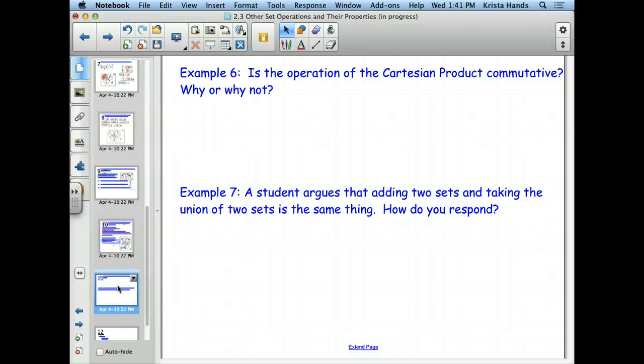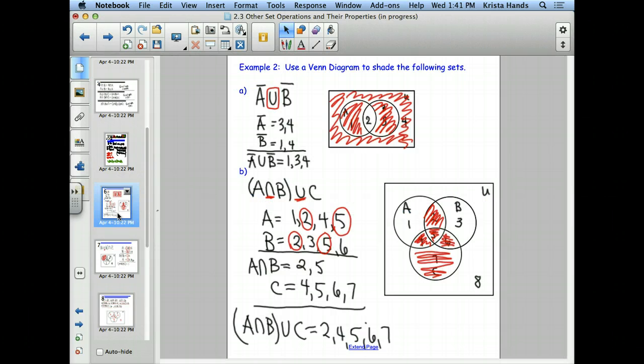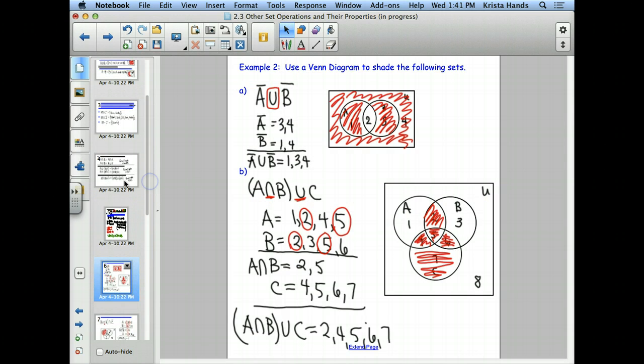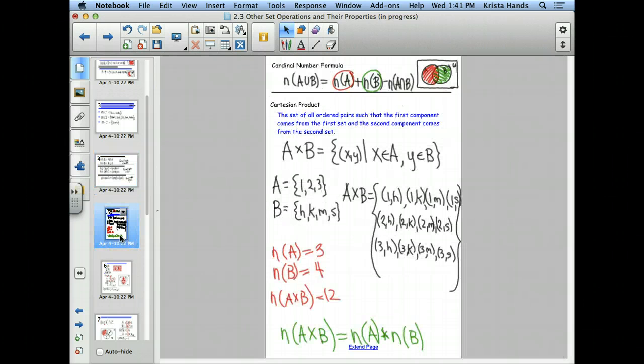Alright, we'll go in order. It says, is the operation of the Cartesian product commutative? Why or why not? We did the Cartesian product last time. Let me go back up to that slide just to remind you what that one was. There it is.